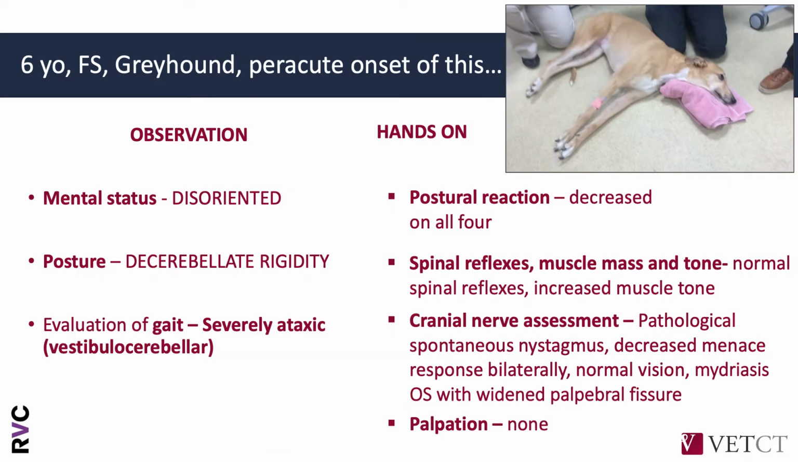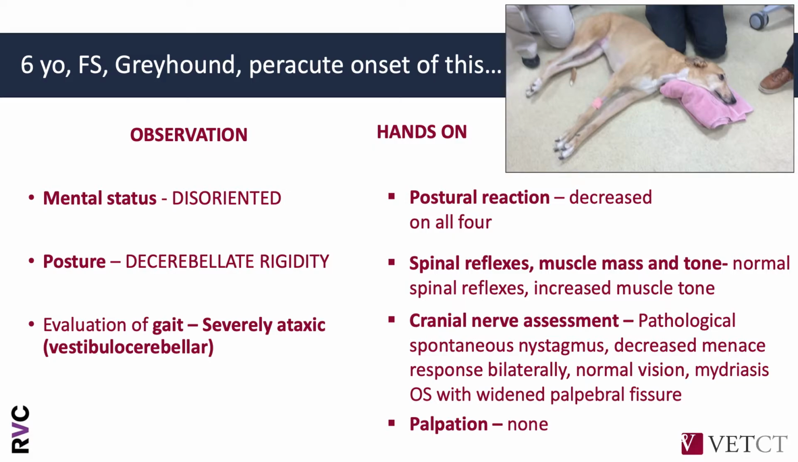We have a patient that presents with peracute onset of disoriented mental status. If we evaluate the posture, it had increased tone on the thoracic limbs, increased tone on the pelvic limbs, but a little bit more flexed than the thoracic. It had this opisthotonus, so it had this increased muscle tone in the neck. It was, as I said, disoriented.